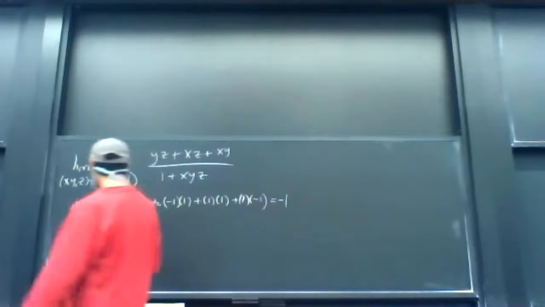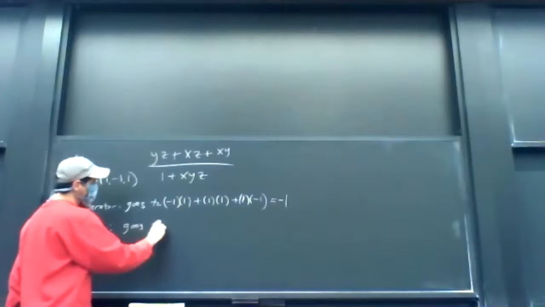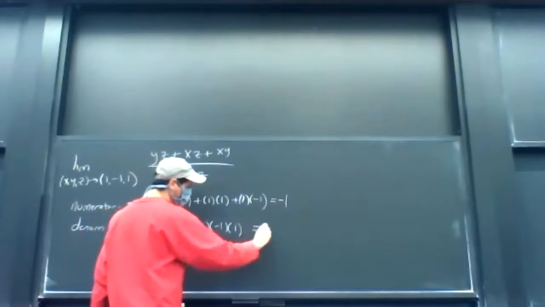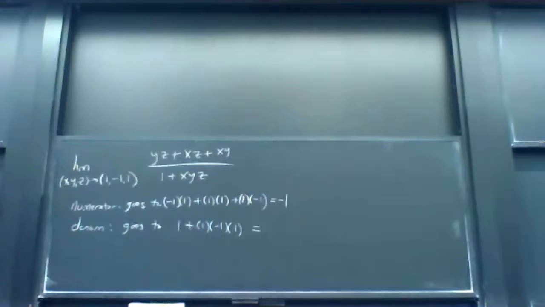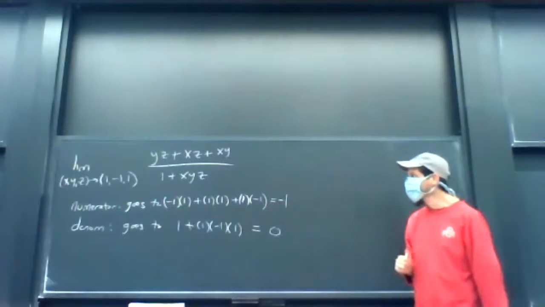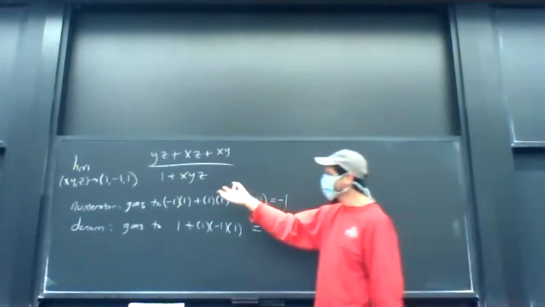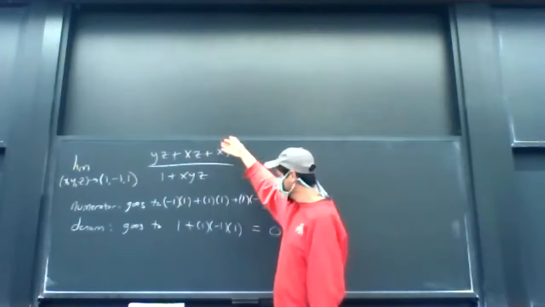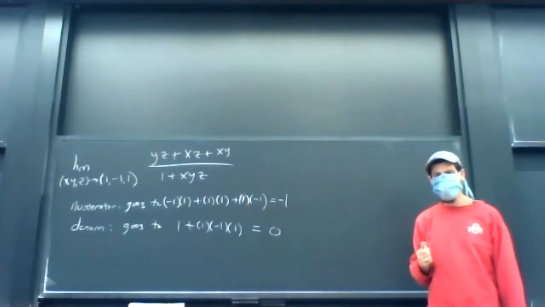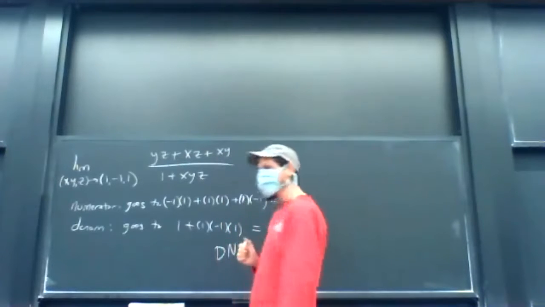And in the denominator, it goes to 1 plus 1, negative 1, 1. And what does the denominator go to? 0. So can we use the quotient rule? No, the limit doesn't exist. As we get closer and closer to the point 1, negative 1, 1, the top gets closer and closer to negative 1, which is great, but the bottom gets closer and closer to 0. So the limit does not exist. We often write DNE for does not exist.